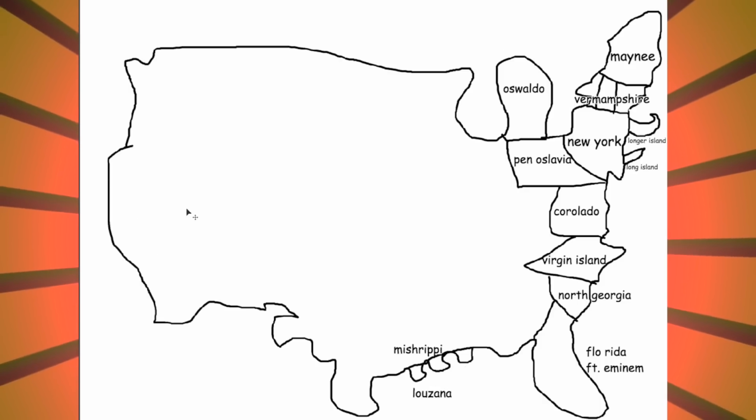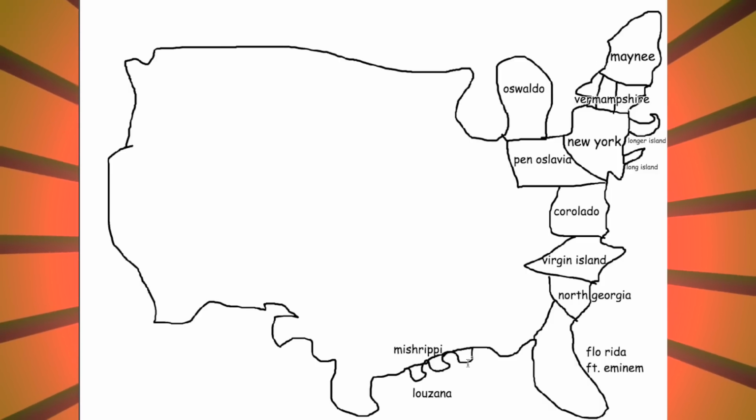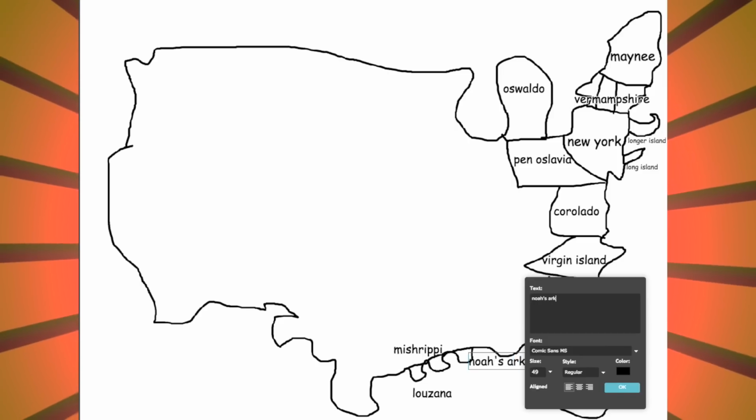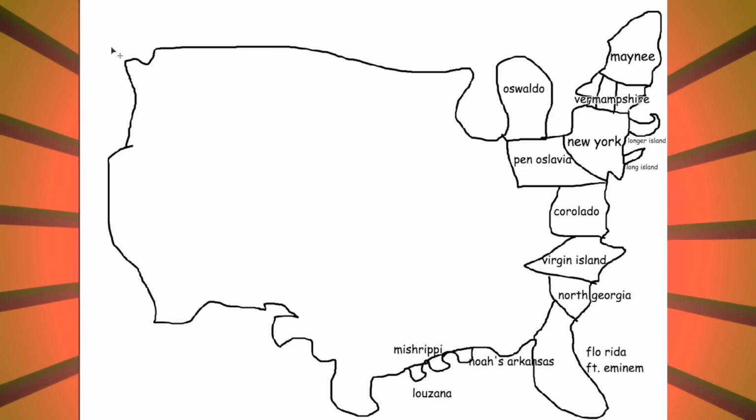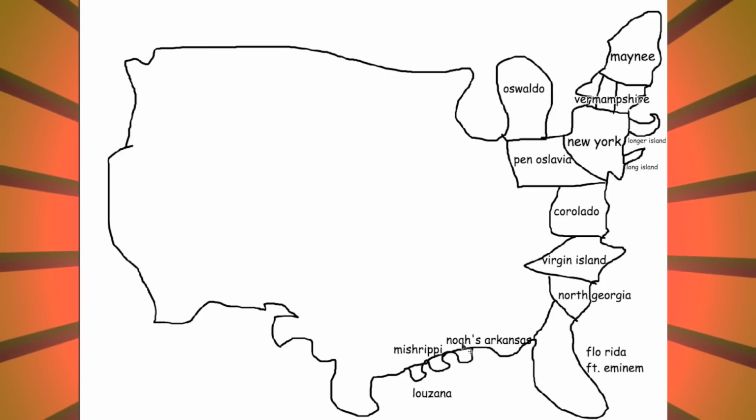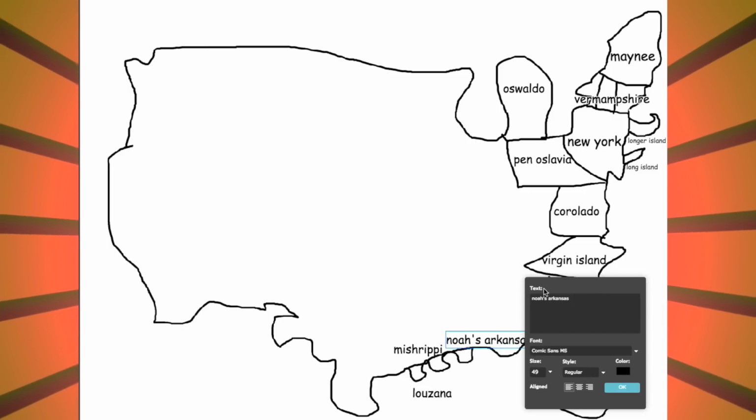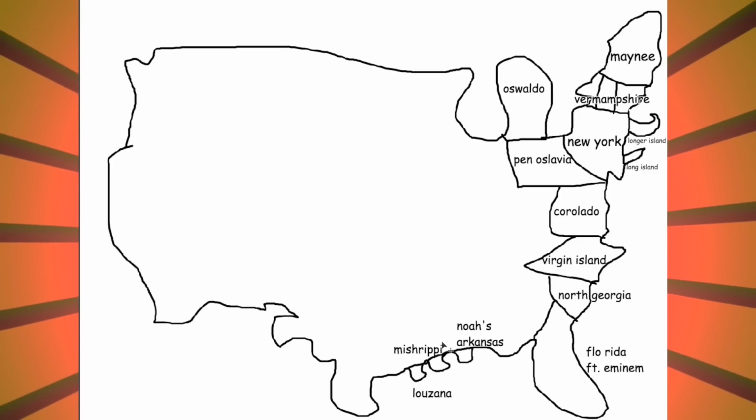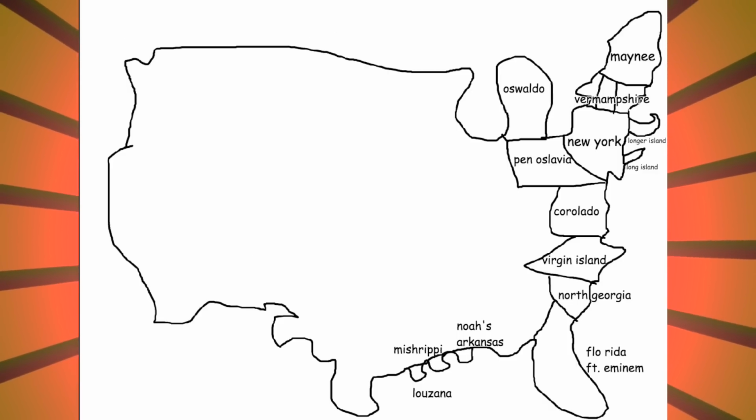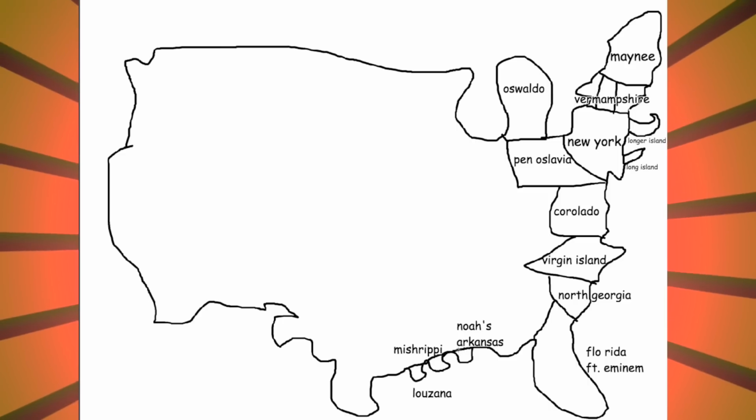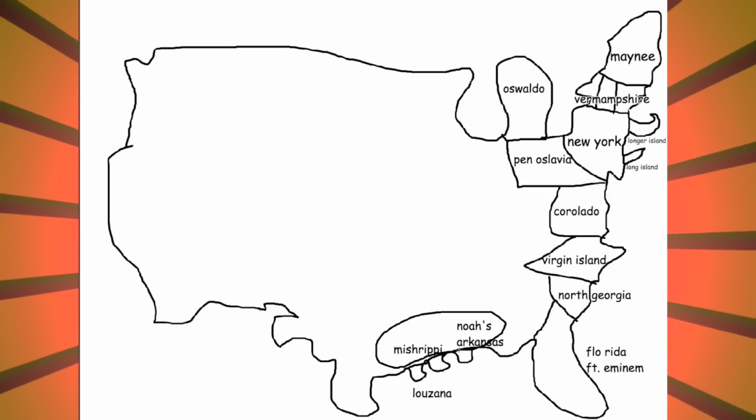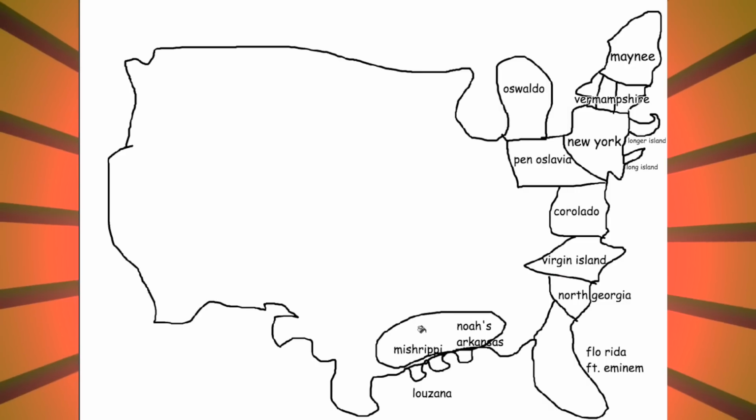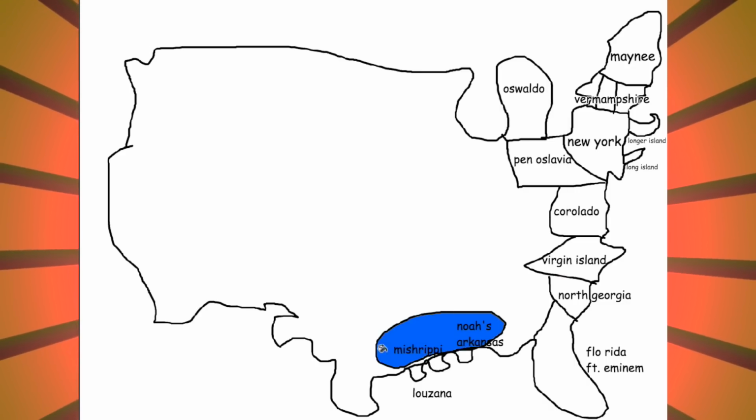Kind of sounds like my shrimp, but then with an I at the end. So I don't know why that is, but this is Noah's Arkansas right here. So I'll actually condense the name a little bit. There we go. So this is Noah's Arkansas, and I'm putting the names right here, and it's funny because this right here, it's a big ol' lake. It's a pretty big lake. It's like bigger than my pool. That's pretty big.